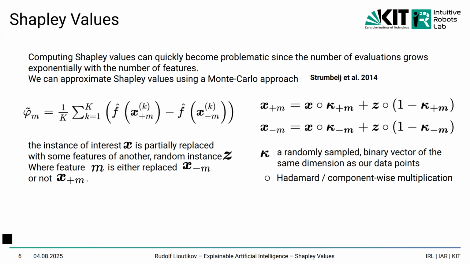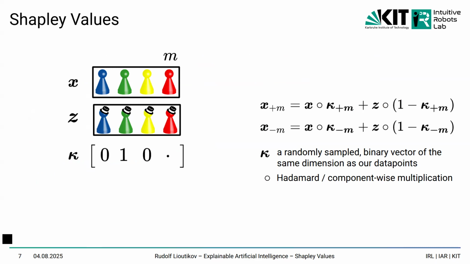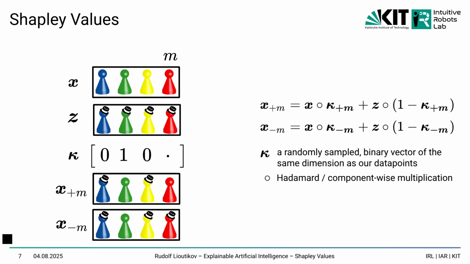Here, the circle represents the Hadamard product, or the element-wise multiplication. Again, we have our feature vector, our data point of interest, x, and we care about feature m. Then we have our z, which is just another sample from our data. And we have those binary masks, which in this case, for instance, are 0, 1, 0. They tell us which entries I take from x and which entries I take from z. Then we create one version where I take our actual m and one where I take m from z.